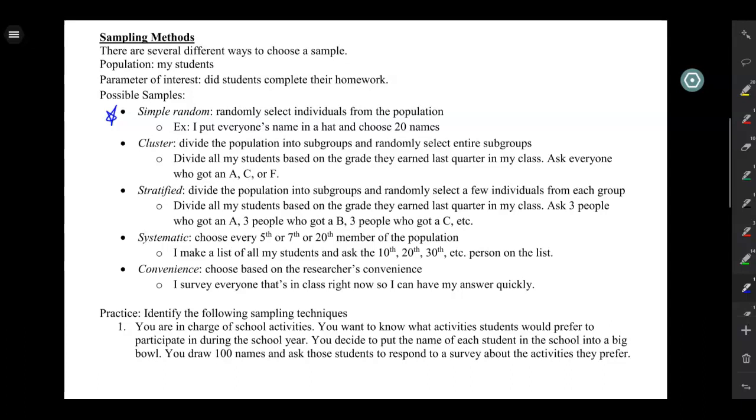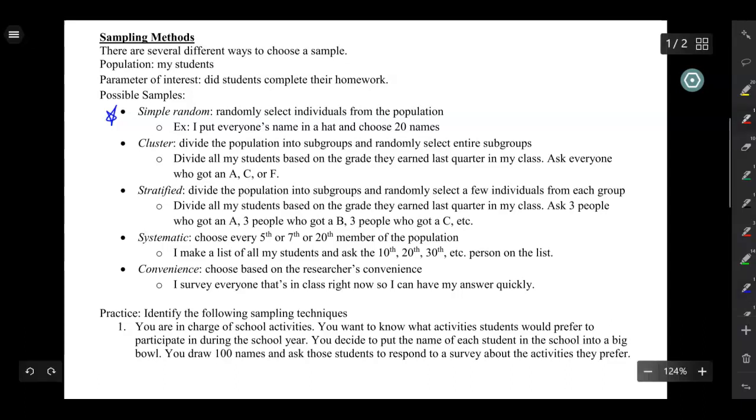So my last type of sampling technique is called a convenience sample. In a convenience sample, you just choose your sample based on the researcher's convenience. So I'm the researcher in this case. I'm just going to choose whatever people are most convenient to me. So if I'm thinking about this question during first period, I might just ask everyone who's in my class right now. Okay, the people that are absent that day, I'm just not going to worry about. I'm just going to ask everyone who's conveniently close to me.